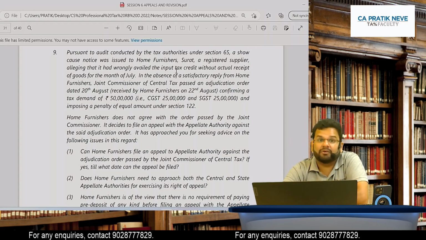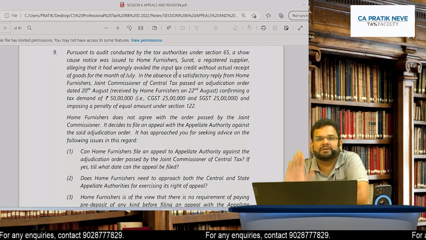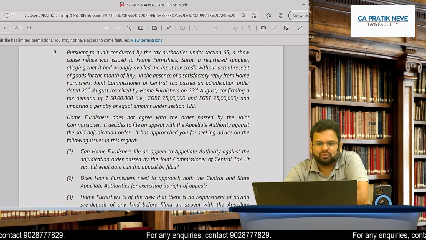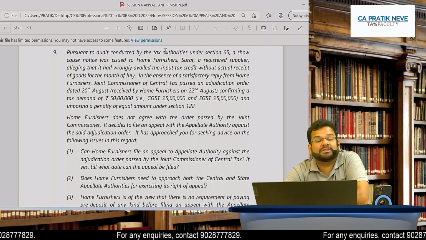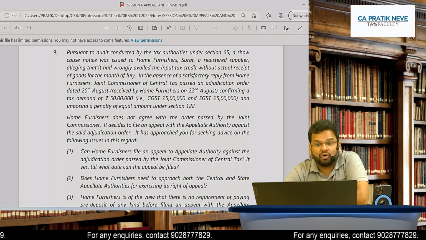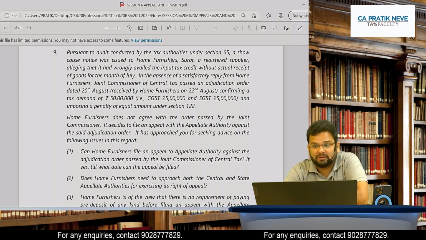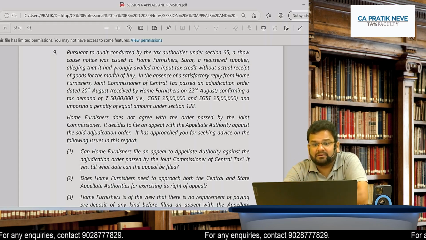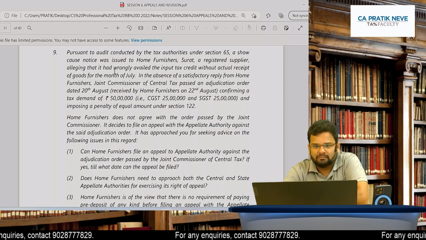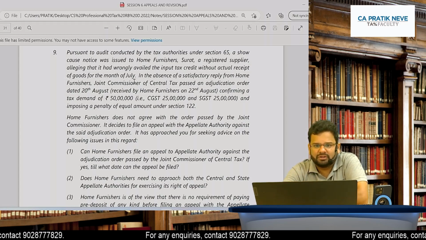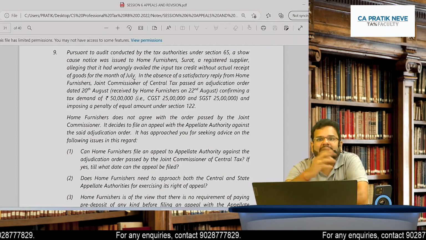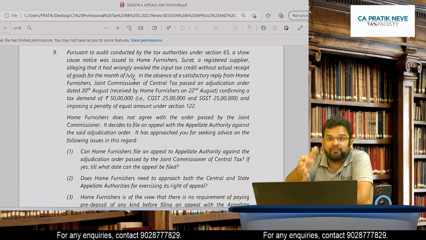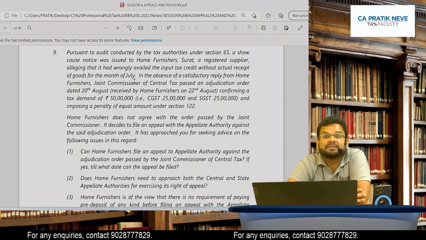You have to link whatever you have learnt in audit also. Audit means section 65-66 assessment and audit. Pursuant to an audit conducted by tax authorities under section 65, a show cause notice was issued to Home Furniture, Surat, a registered supplier, alleging that it has wrongly availed ITC without actual receipt of goods for the month of July. You know, one of the basic conditions of claiming ITC is that he should have received the goods or services. Section 16.